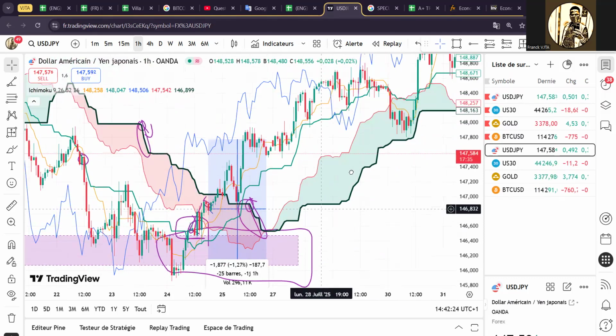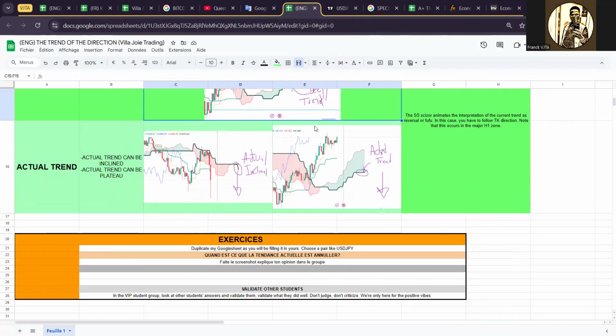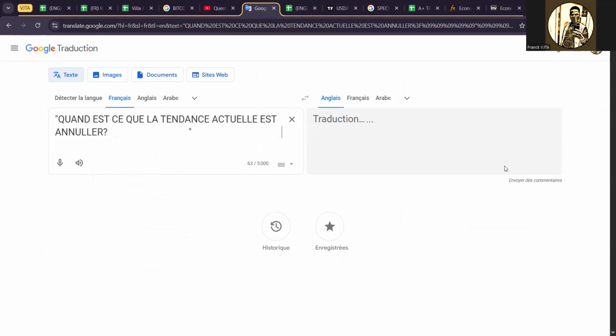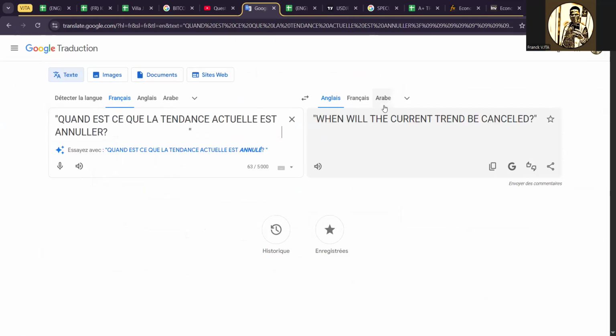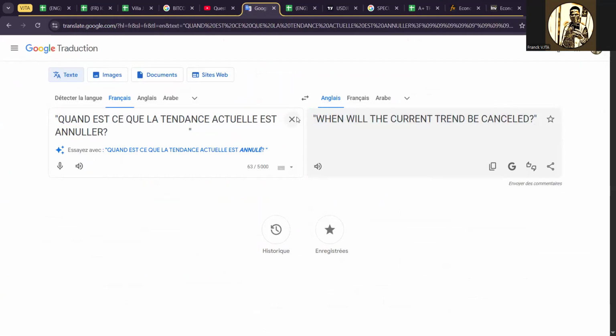That's a little bit what I'm trying to tell you about SSA, about the actual trend. That's a remark that you must take into consideration when you are looking at trends. So let me translate this into an exercise.